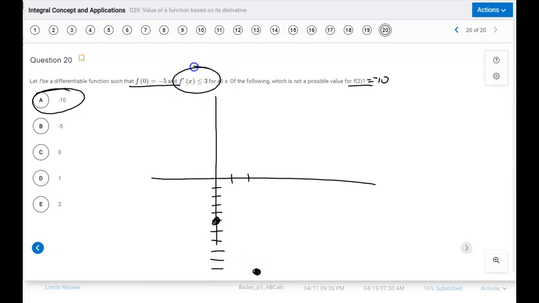Now, the slope has to be less than or equal to 3. Is this slope less than or equal to 3? Yeah. So far, that one checks out. So we're good on that one. We're looking for the one that won't work. So let's go ahead and keep looking. Let's keep up the search.